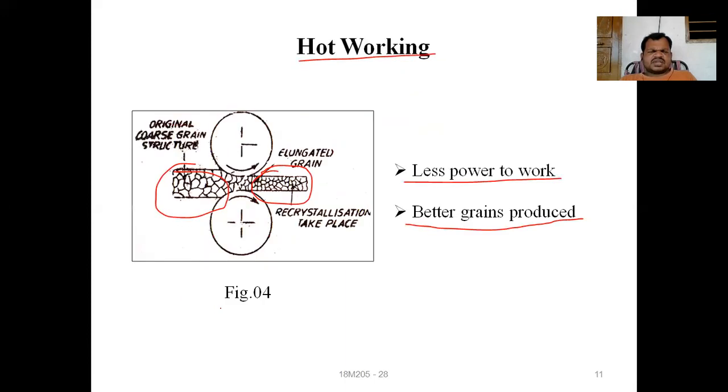Coming to hot working, this is the diagram of the working principle of the hot working process. Here we have two rollers, an upper roller and a lower roller. They are going to be rotating in opposite directions.